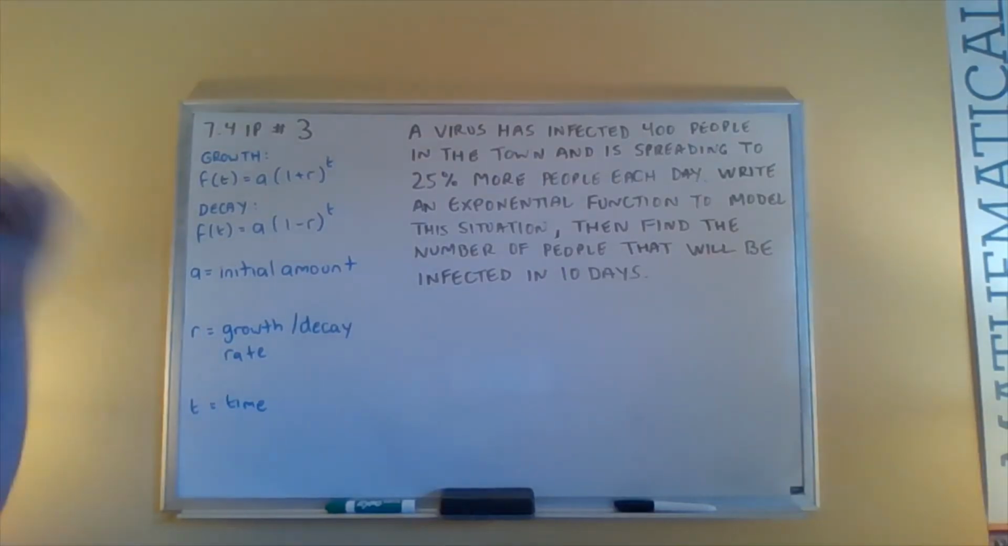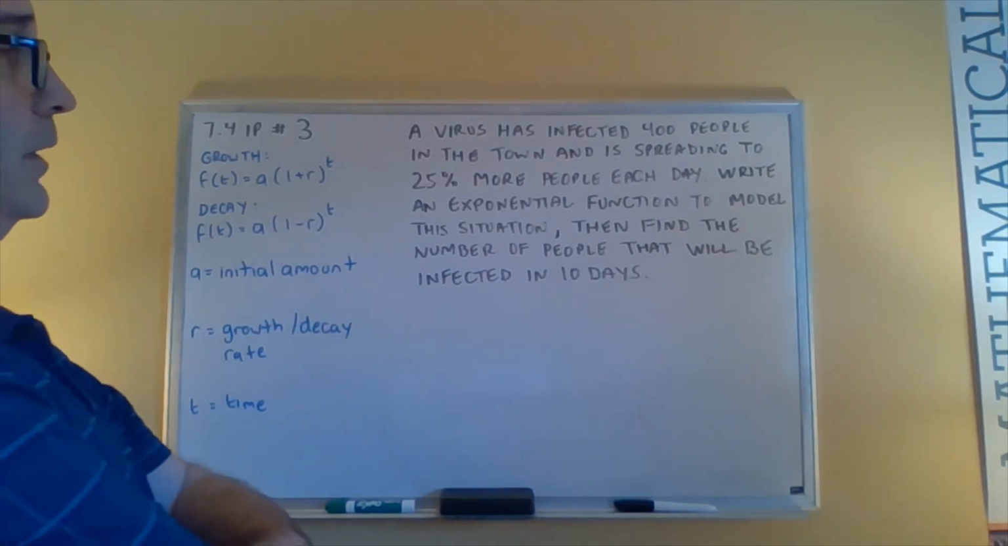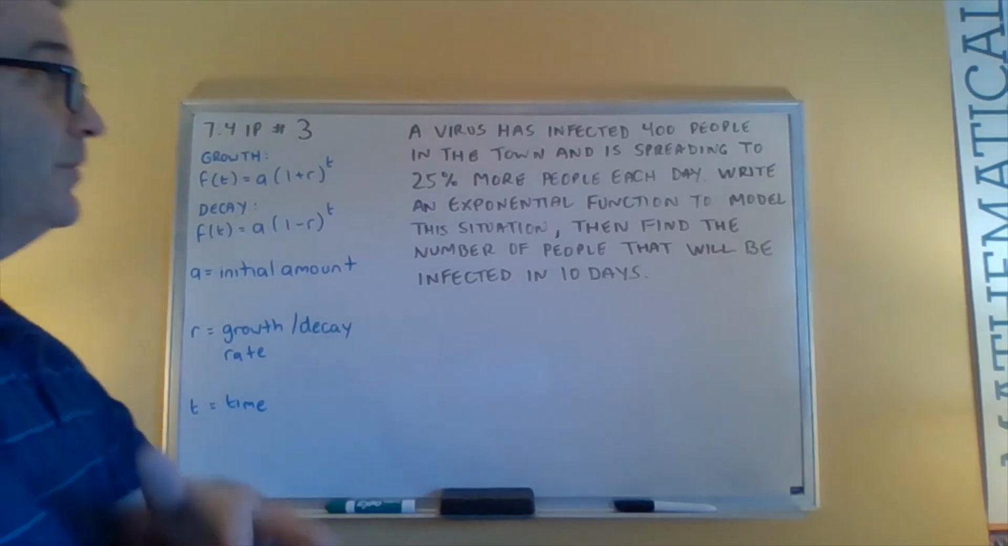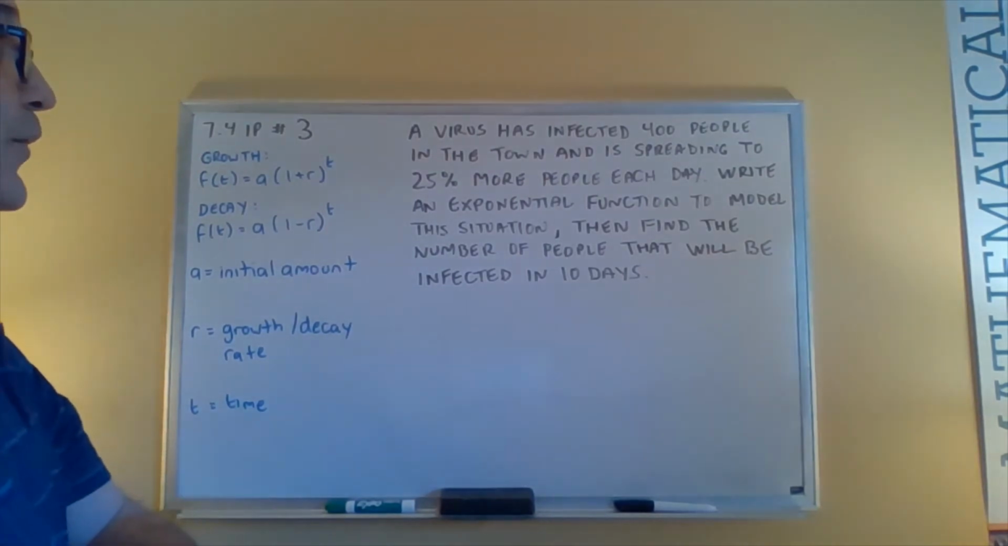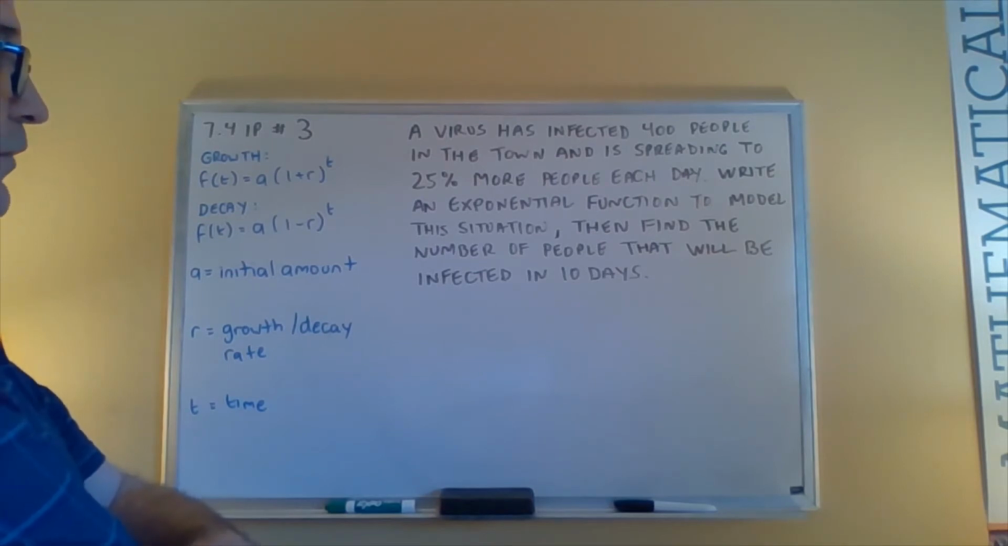Number 3, this is kind of a weird problem to be doing right now, but number 3 says a virus has infected 400 people in the town and is spreading to 25% more people each day. It's a fictitious problem, by the way. Write an exponential function to model the situation, then find the number of people that will be infected in 10 days.